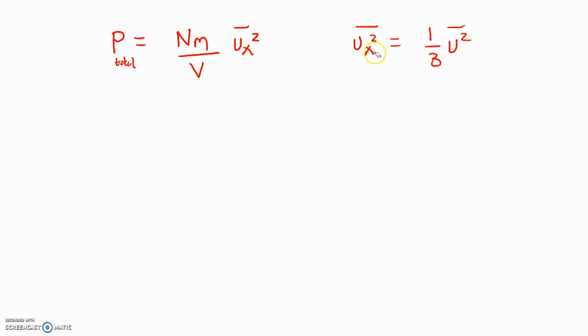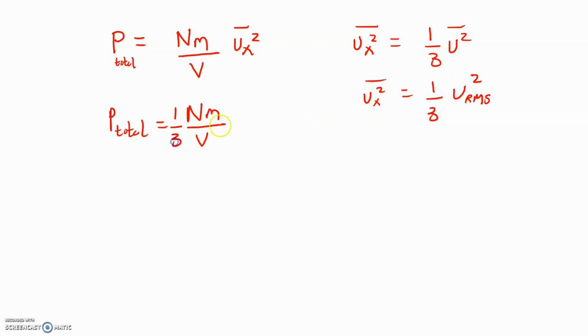We've got an expression for the pressure, and we've got an expression for the mean of the square of the speeds in the x direction, and this term here is actually known as the root mean square of the speed. So we're just going to rewrite that. So that is the mean of the square of the speeds in all directions. So what we're going to do now is just get rid of our term here and substitute this new term in. So we've got P total equals nm over v, and we'll put 1/3 at the front times u rms squared.